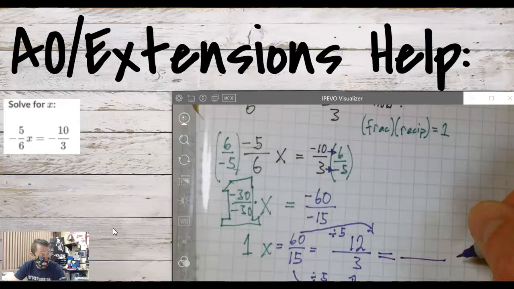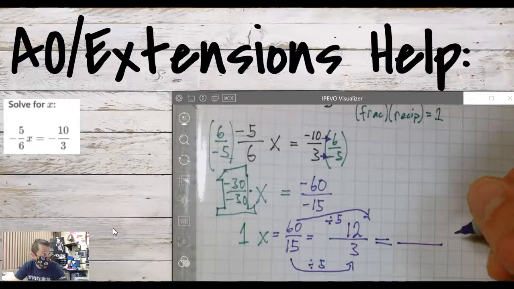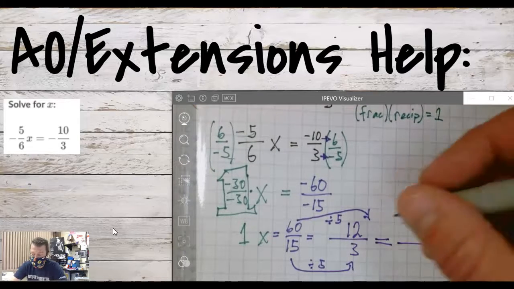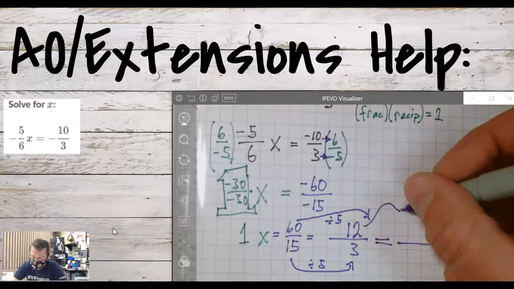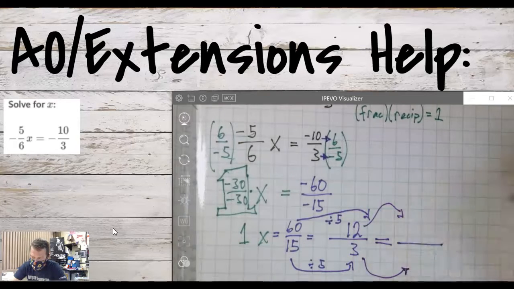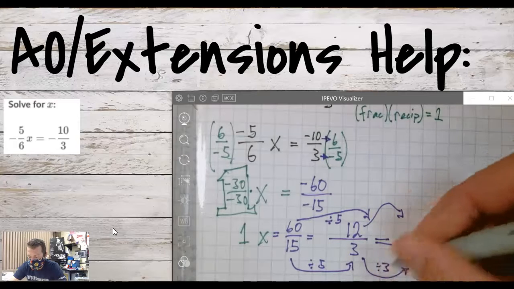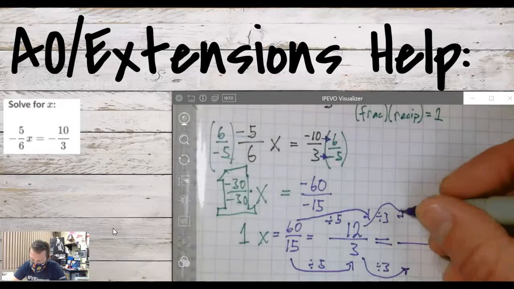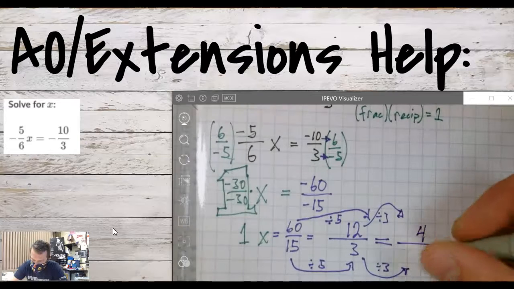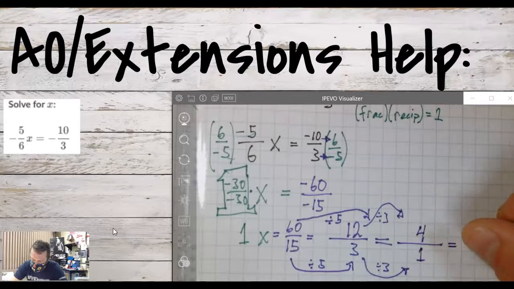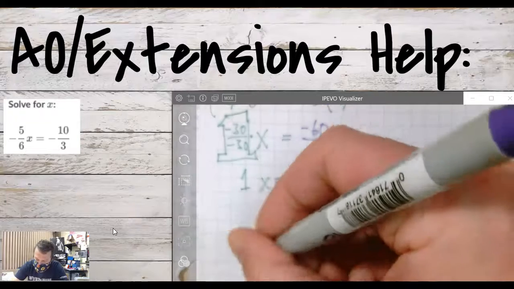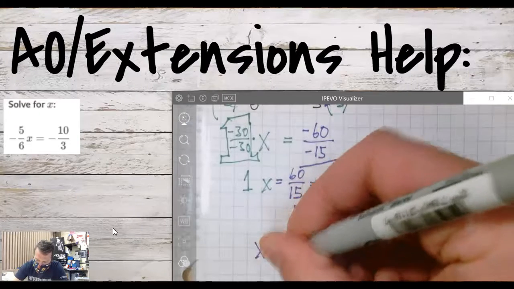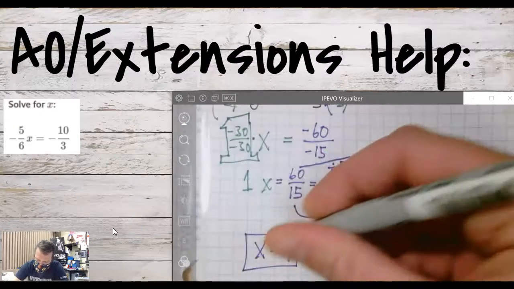I think we can reduce again. What can 12 and 3 both reduce by? Or both divide by? What can 3 divide by? And can 12 divide by 3? Yeah, so since 3 can divide by 3 and so can 12, that's what we're going to do. And we end up with 4 over 1, which is really just 4. Right, so we can now say x is as cleaned up and reduced as possible.